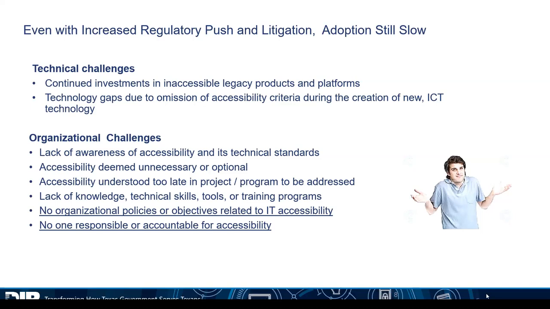So those are the technical challenges. And the other part of this is what I call the organizational challenges. And you could see that from the issues that I identified in that scenario earlier: lack of awareness of accessibility or the technical standards around it. Maybe that's deemed unnecessary or optional. Gee, that would be great to do. Sometimes it's understood too late in a project. Somebody goes, well, what about accessibility? And they say, well, we're already down the road. We'll fix it next time. Lack of knowledge, technical skills, training, et cetera. But these last two are very important: no organizational policies or objectives related to accessibility, and no one responsible or accountable for accessibility.